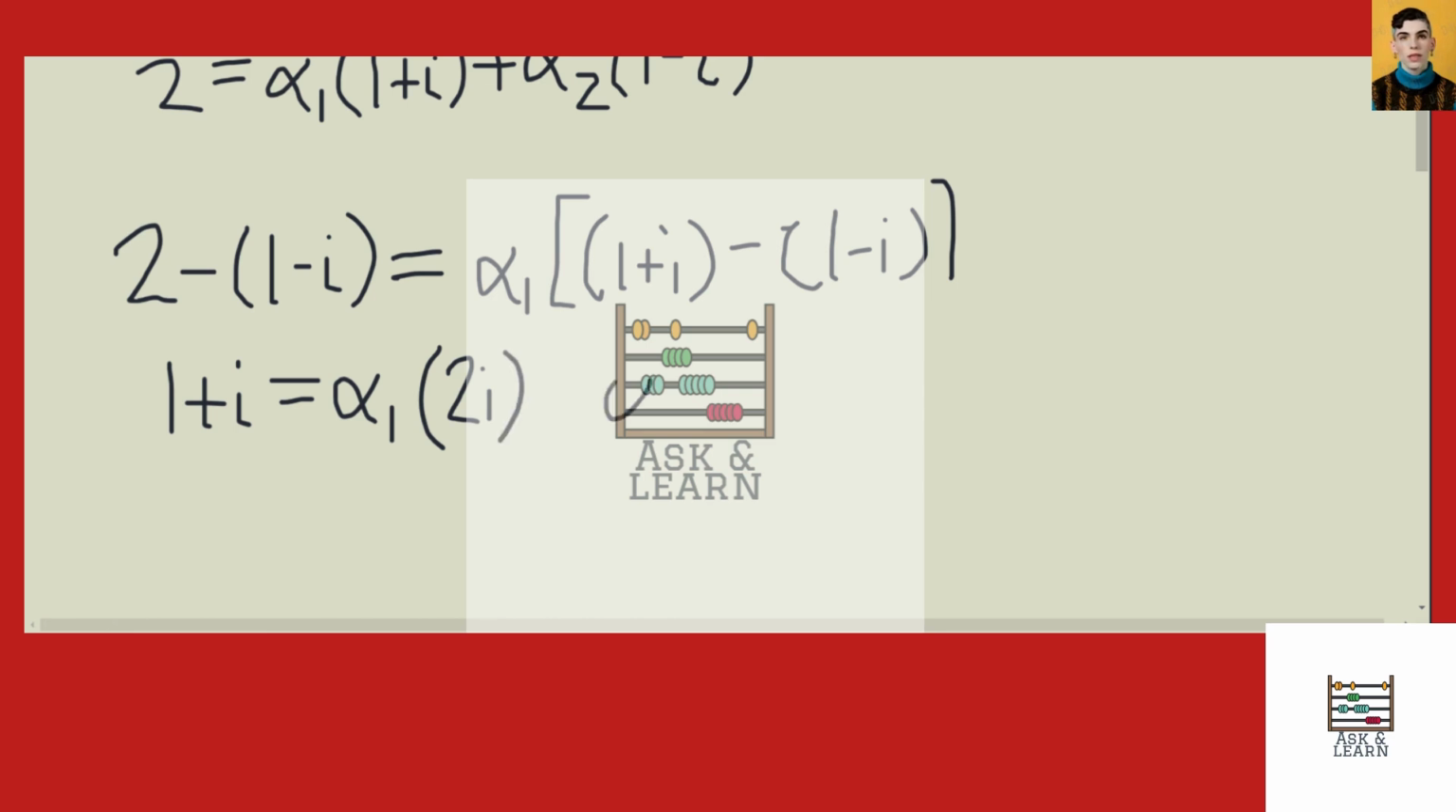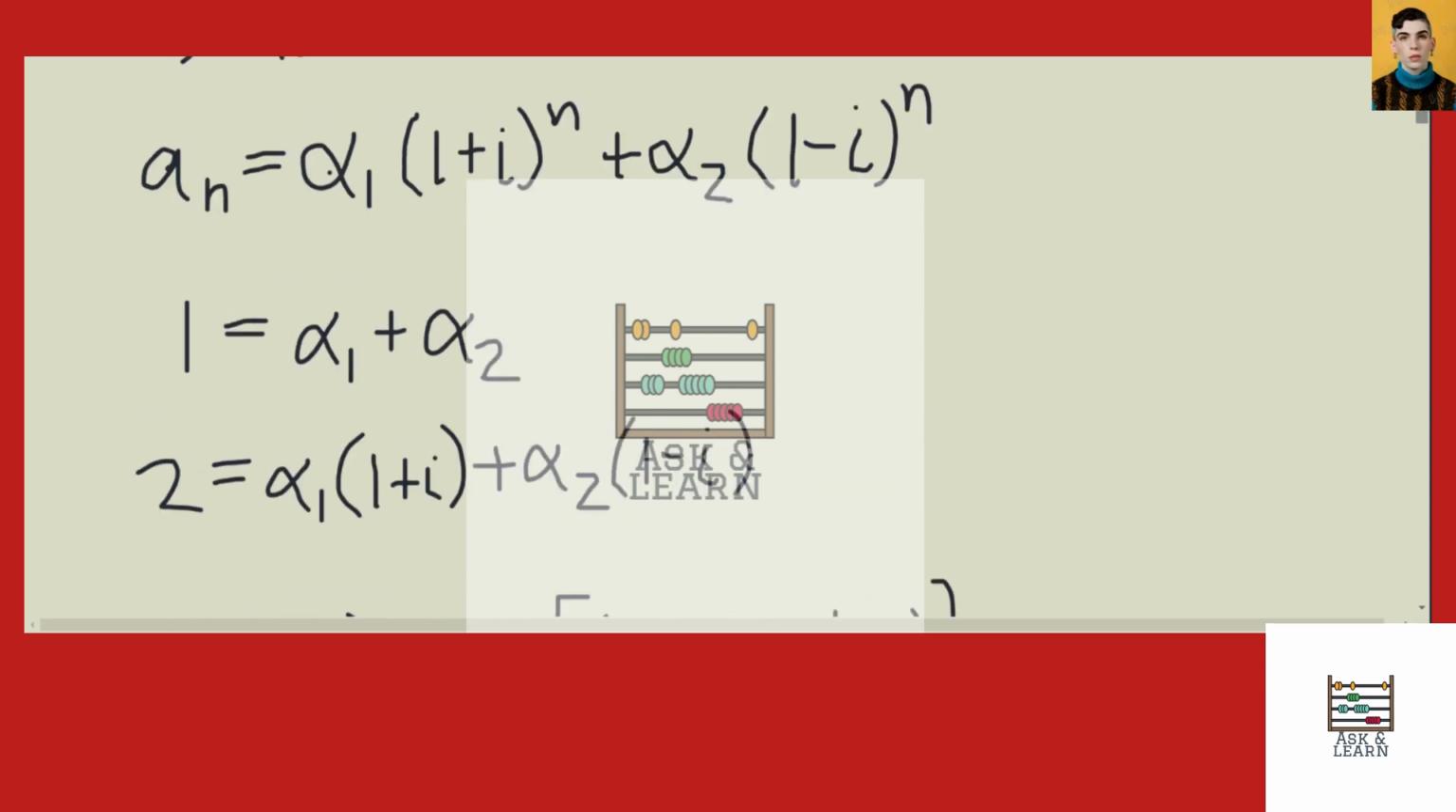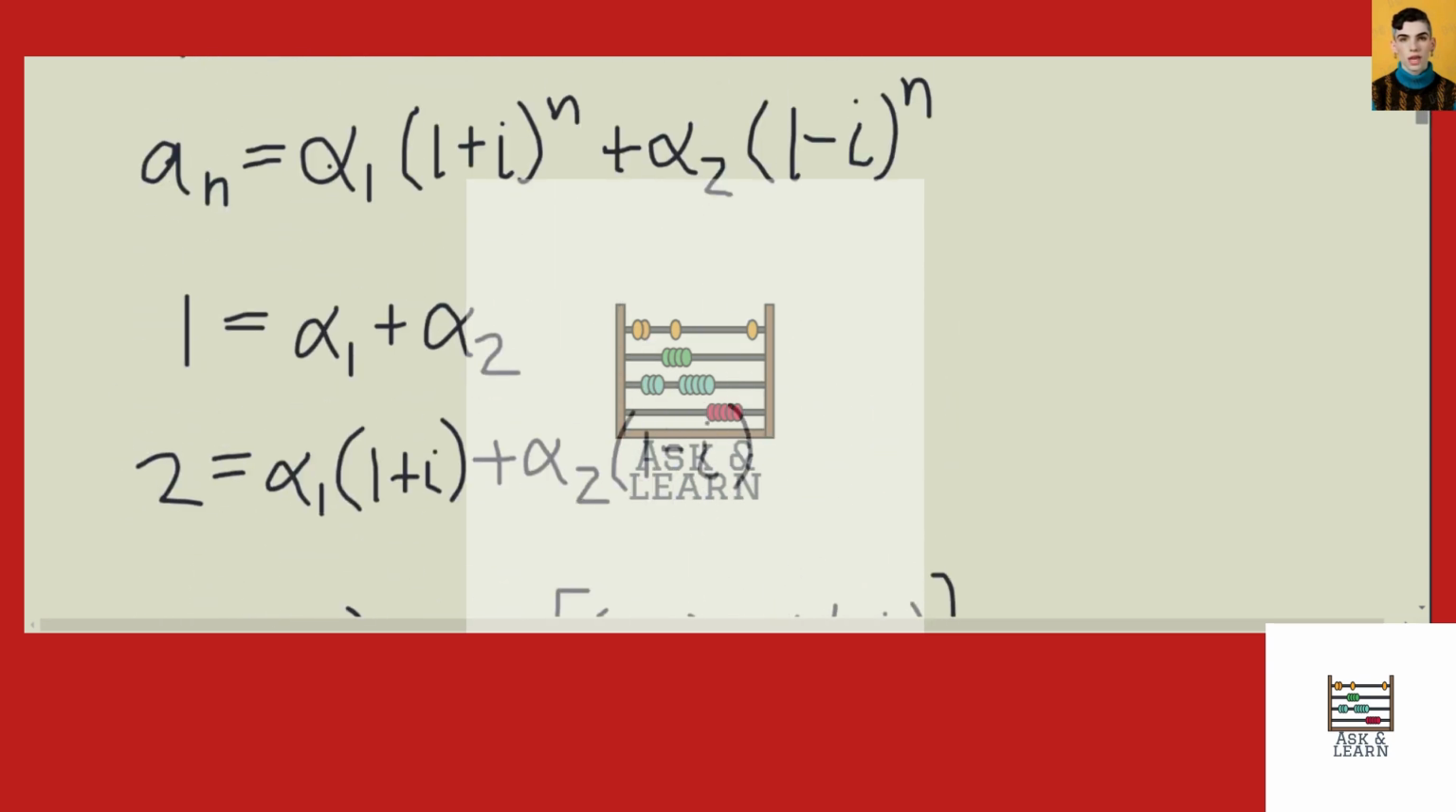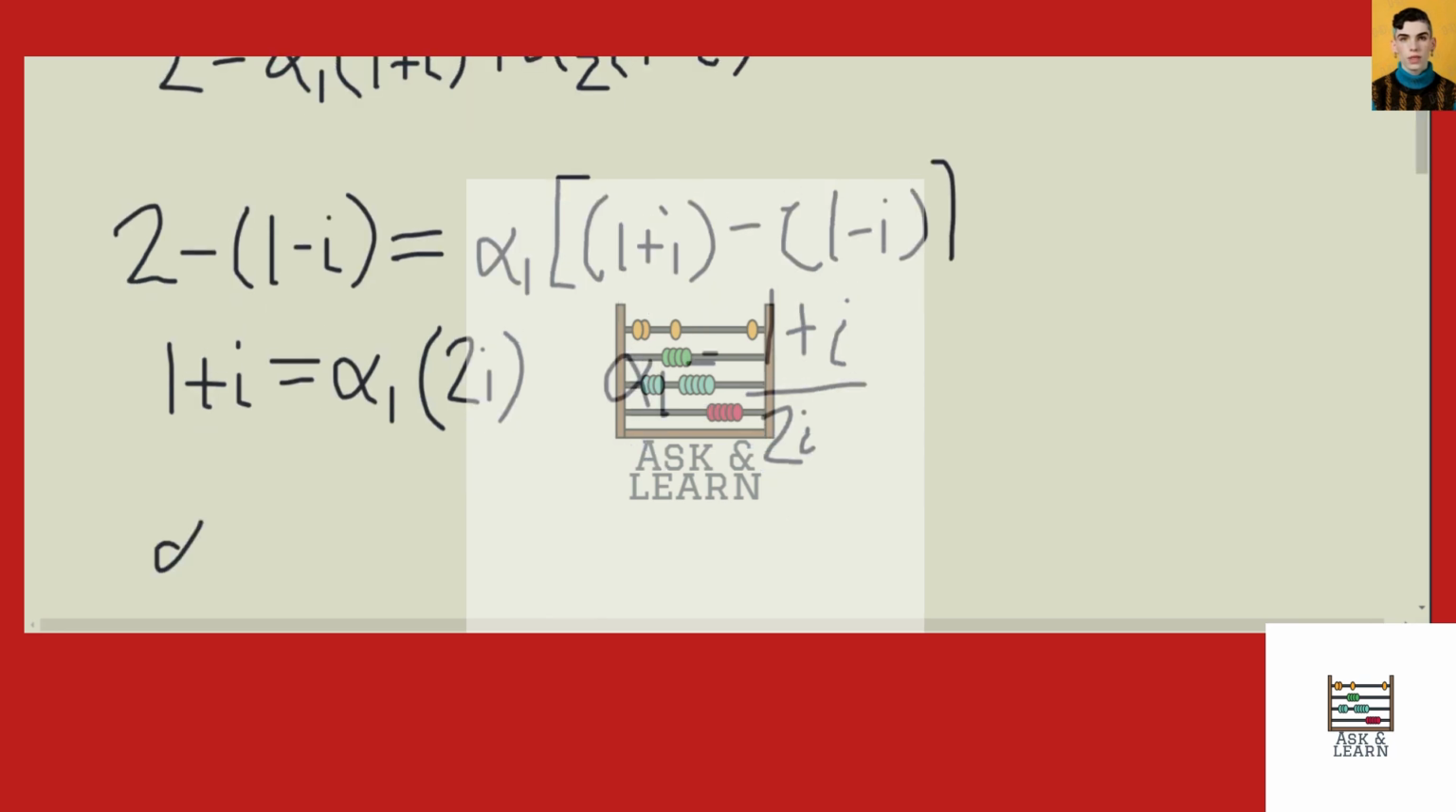So we have that alpha 1 is equal to (1 plus i) over 2i. And I'll write this later as a complex number in standard form. First, using back substitution, we have that alpha 2 is equal to 1 minus alpha 1. So this is 1 minus (1 plus i) over 2i. This is equal to (2i minus 1 minus i) over 2i, which is (negative 1 plus i) over 2i.